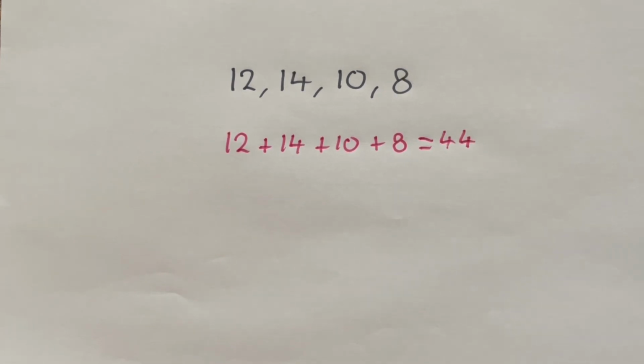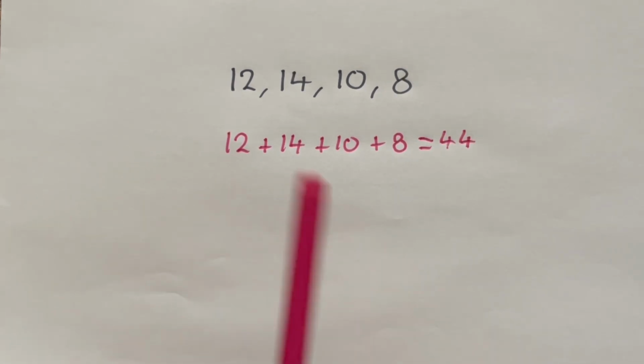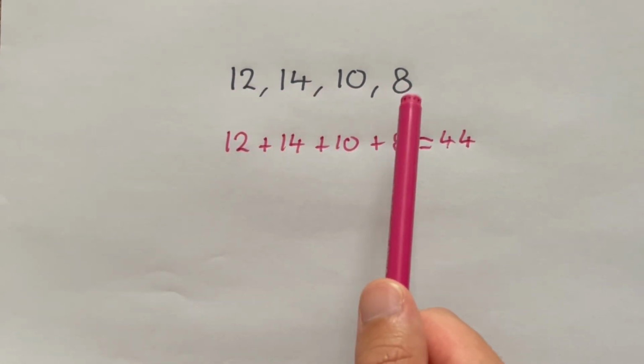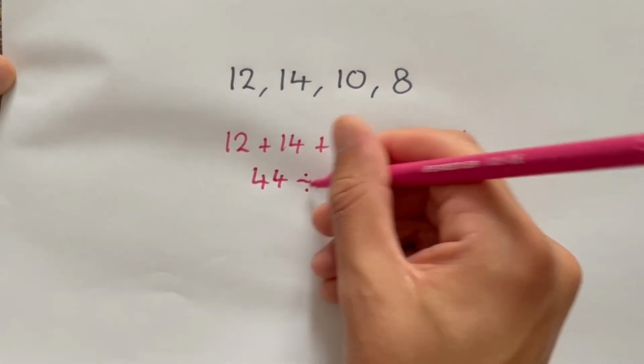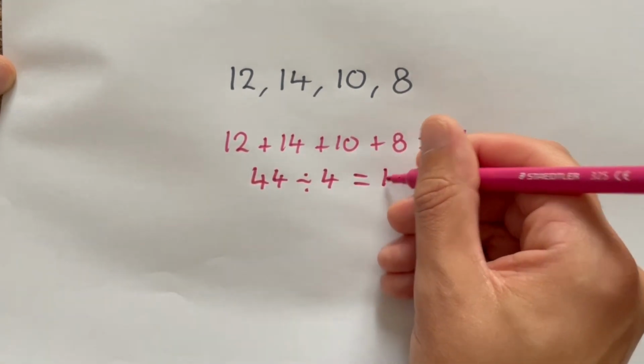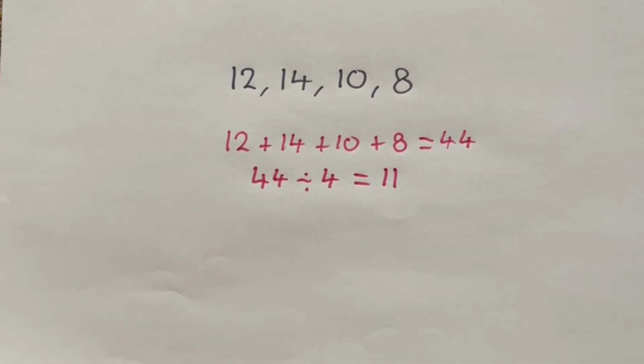Now we need to divide by how many numbers we have. Let's count them up. There's 1, 2, 3, 4 numbers. So we do 44 divided by 4, which gives us a mean of 11.